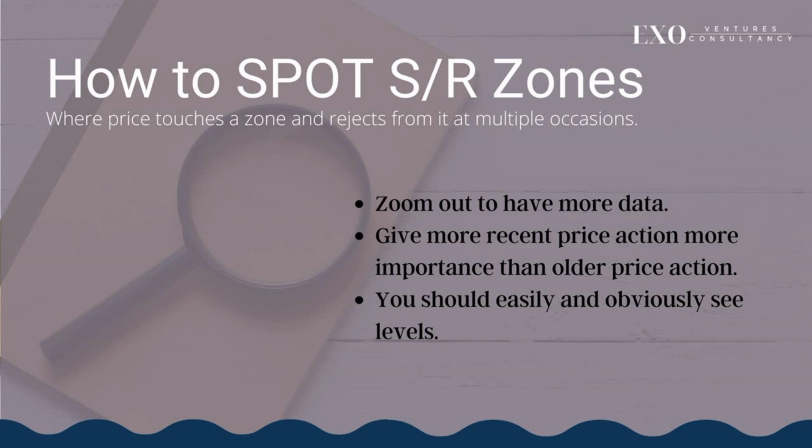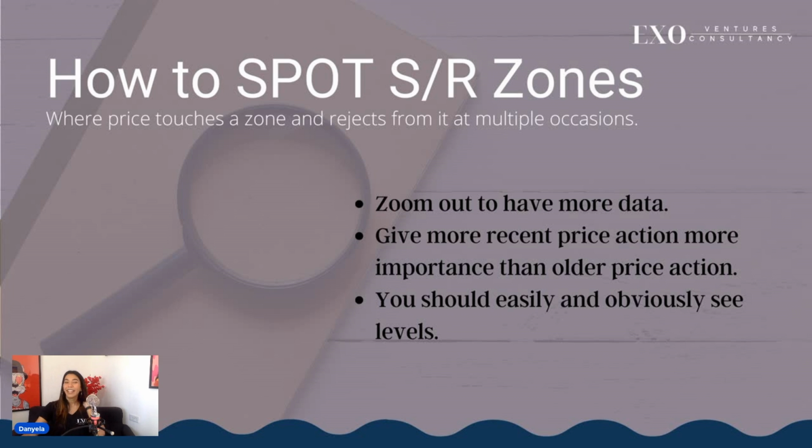Now, what do I mean by this? Okay, now I'm back. What I'm saying is, if you have the chart zoomed out and you have data from January until August, in this whole area you're going to be able to see different support and resistance zones. Now, what you want to do is give the price action that's happening in July and June, so those are more recent price action, more importance than information that you would find in January and February, because those are older price action data.